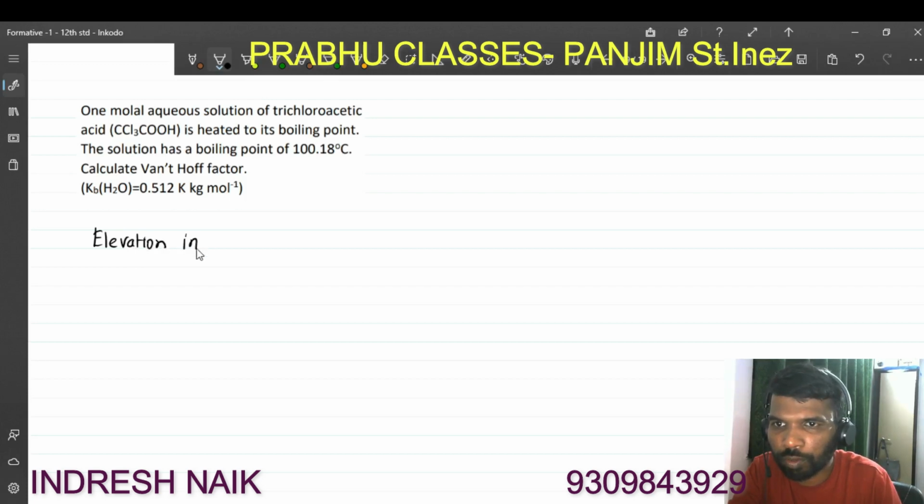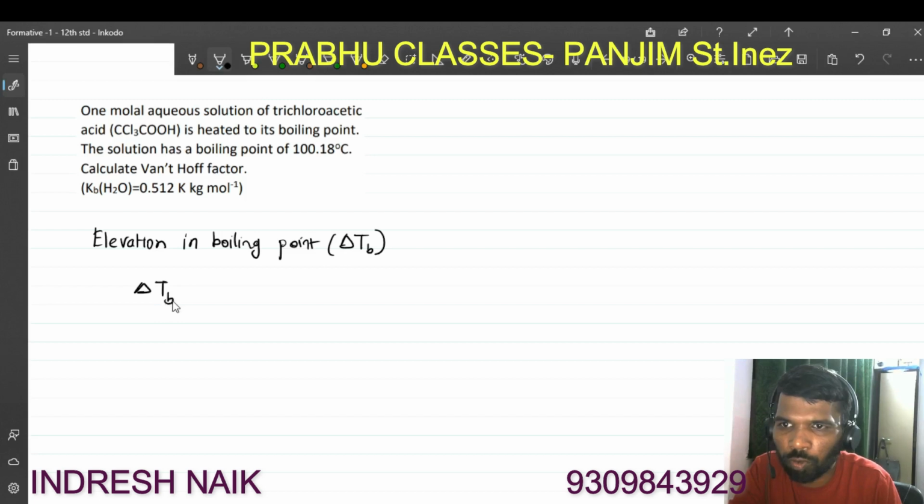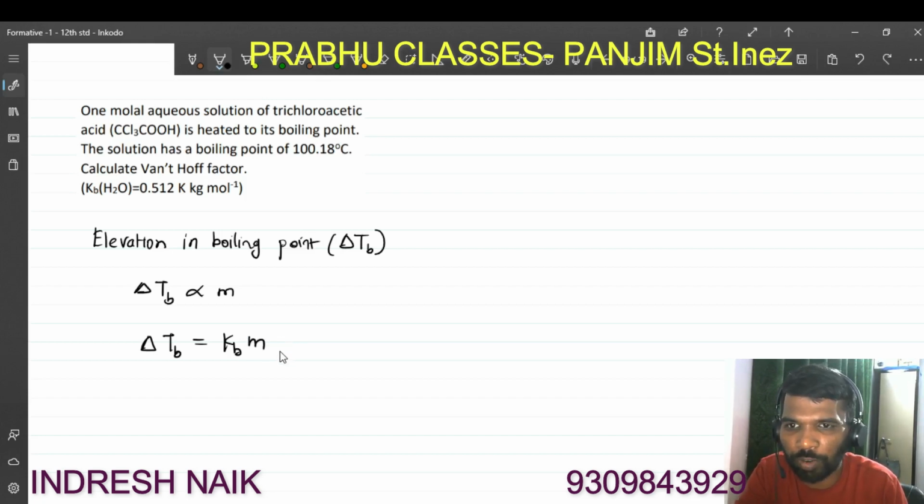Elevation in boiling point, that is delta Tb. If we go from scratch, delta Tb is directly proportional to the molality. Delta Tb is equal to Kb into m, where m is the molality. To be more specific, we write i, the van't Hoff factor, which tells about the association or the dissociation of the particle.